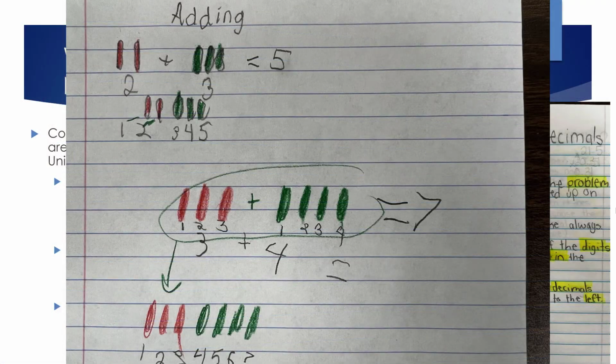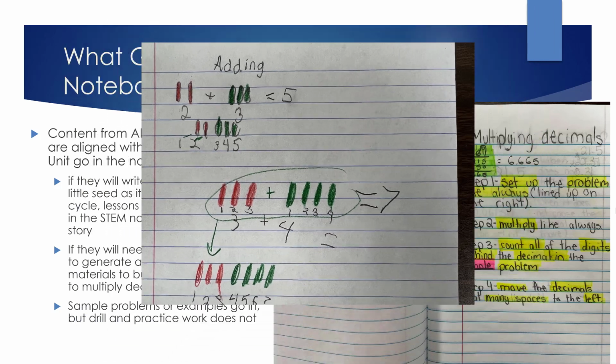However, if they need to add up 5 popsicle sticks and then they are going to ask for another 3 popsicle sticks and you need them to tell you how many popsicle sticks they need altogether, then addition is going to need to go in this notebook.